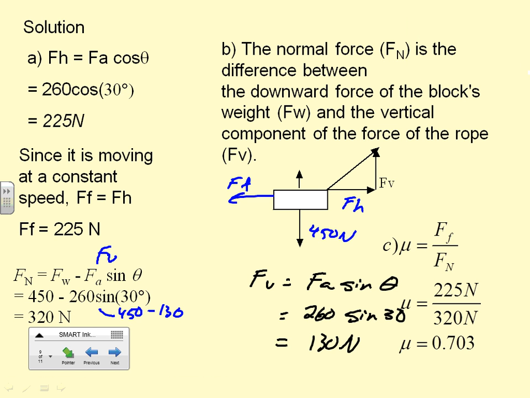That means then I can go ahead and calculate my frictional coefficient. It's Ff over Fn. 225 over 320. The frictional coefficient is 0.703. Frictional coefficients tend to be less than 1. They could be greater than 1 if there's a lot of friction, but for the most part, they tend to be somewhere between about 0.1 and 1.